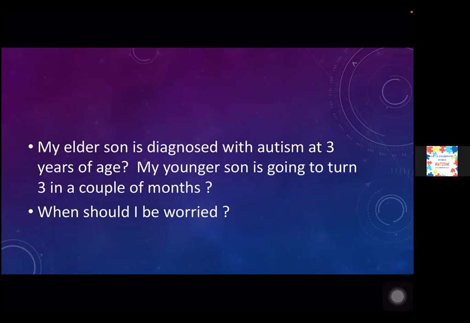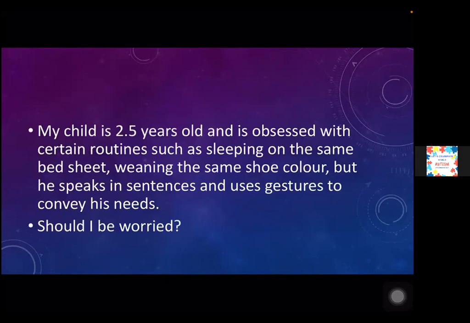So, in case your first child has autism and your second child is going to be 3, and your second child has no social skills, lack of language or regression of language, or there is a stereotypical behavior, insistence on sameness, then these are the features that your second child may have autism.